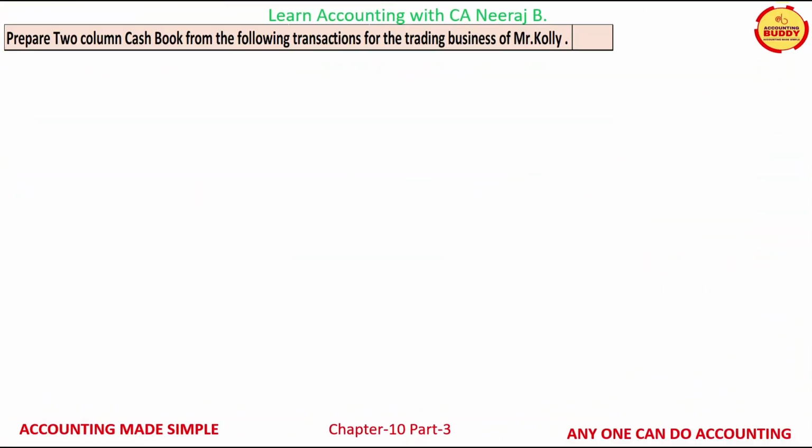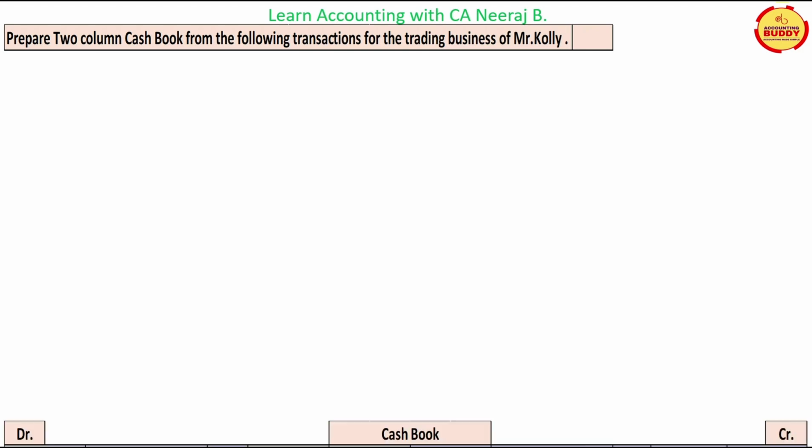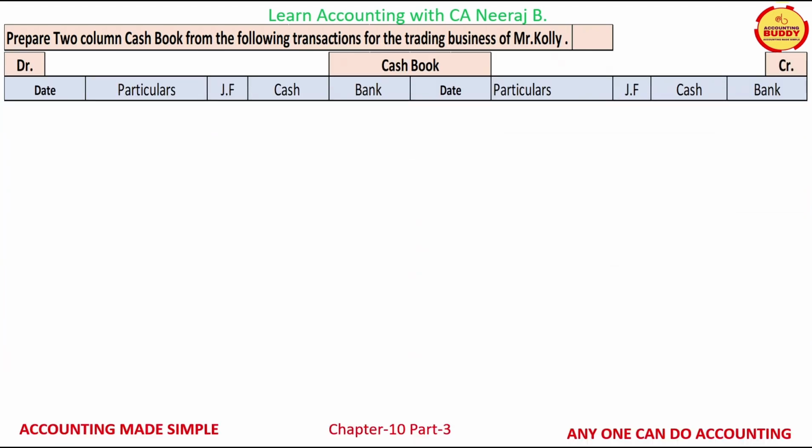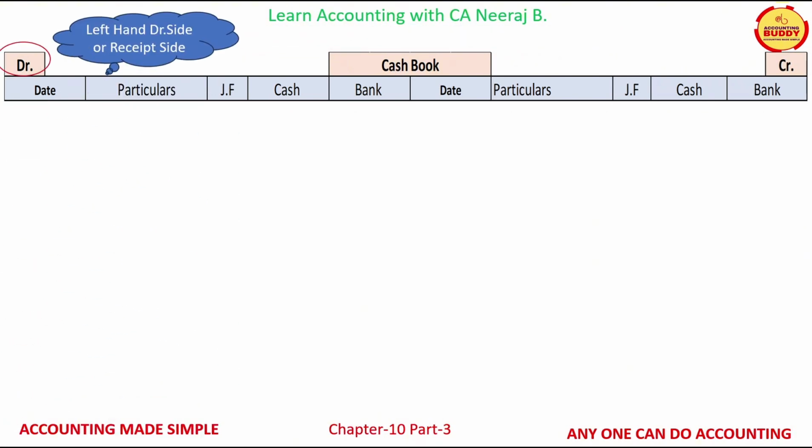Prepare two-column cash book from the following transactions for the trading business of Mr. Kohli. The format of the double-column cash book is displayed on your screens. The left-hand debit side or the receipt side records all the receipts, while the right-hand credit side or the payment side records all the payments.